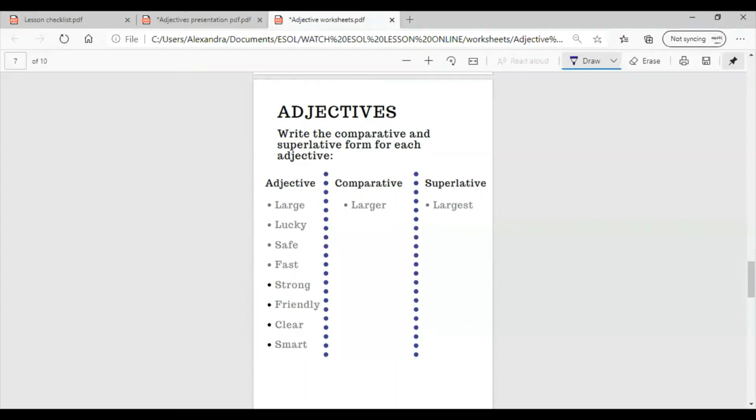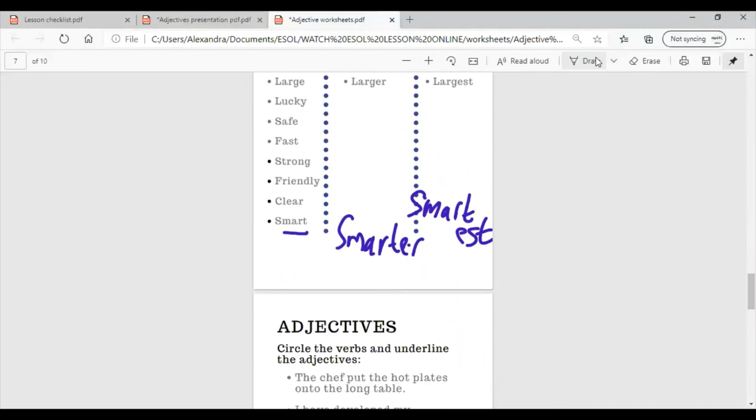So you could get smart here, and smart would become smarter, and the superlative form would become smartest. Okay, so you'd just be going through and writing it a lot more neatly and easily, because you won't be doing this on the computer.